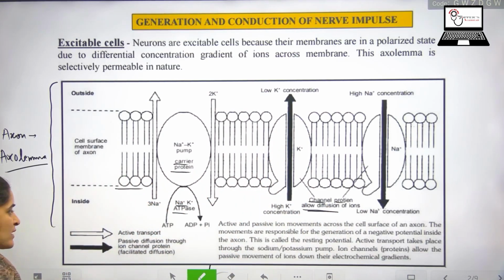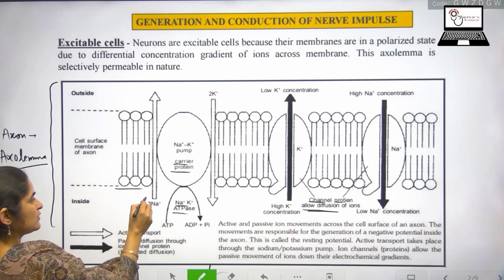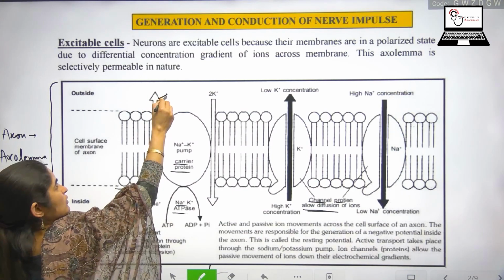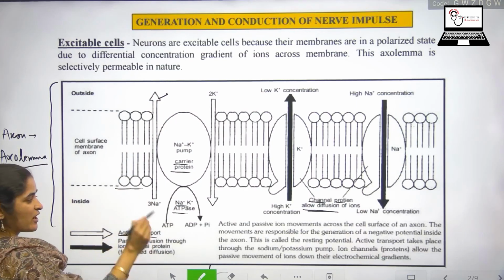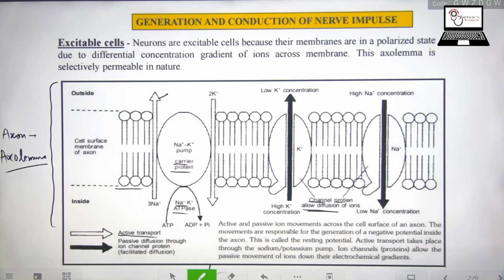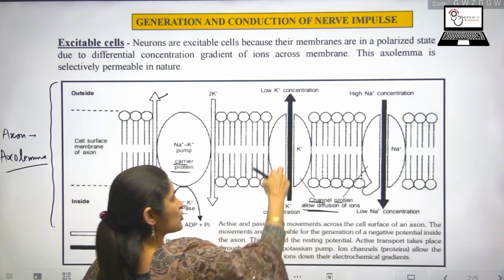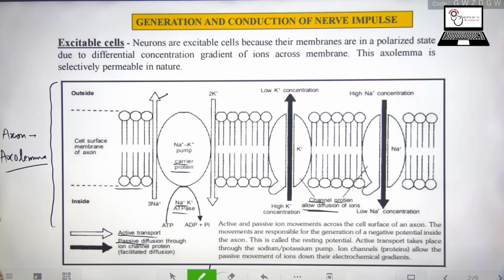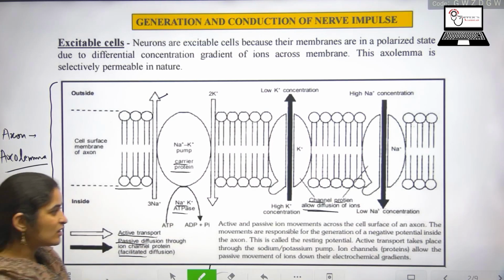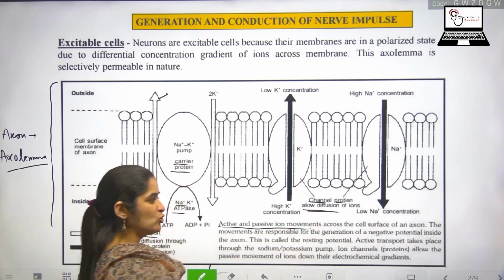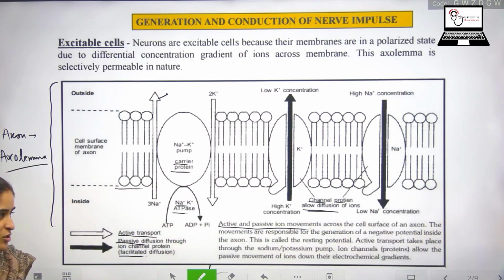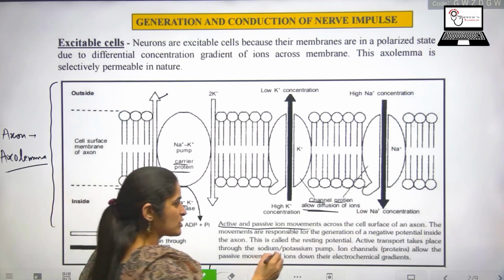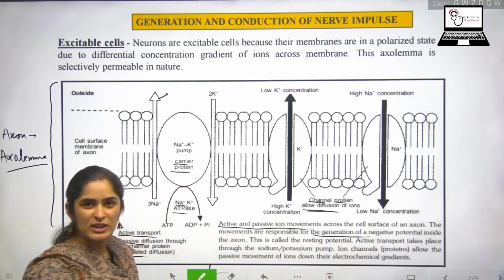Got it? See beta, these arrows are there. These arrows show the active transport of ions through the membrane, and this bold arrow shows the passive diffusion through the ion channels. Through these ion channels passive diffusion of ions takes place, and it is known as facilitated diffusion. See here, the active and passive ion movements across the cell membrane of an axon are responsible for the generation of a negative potential inside.